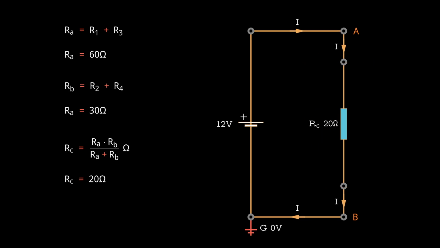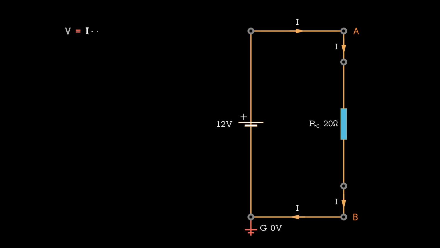By replacing the two resistors with a single 20 ohm resistor, we simplify the circuit, making it easier to determine the total current. To find the total current, we can use Ohm's law, which gives a total current of 0.6 amperes.